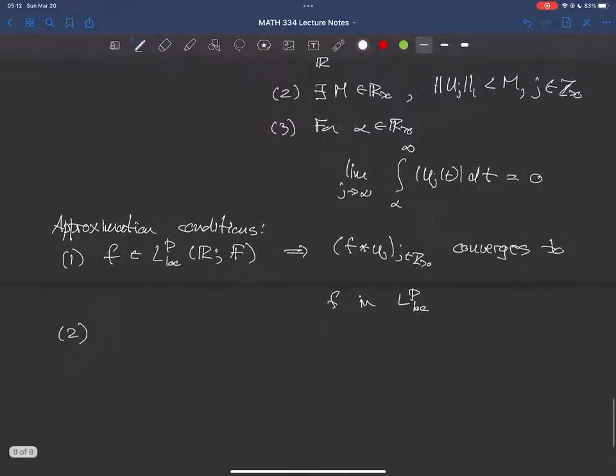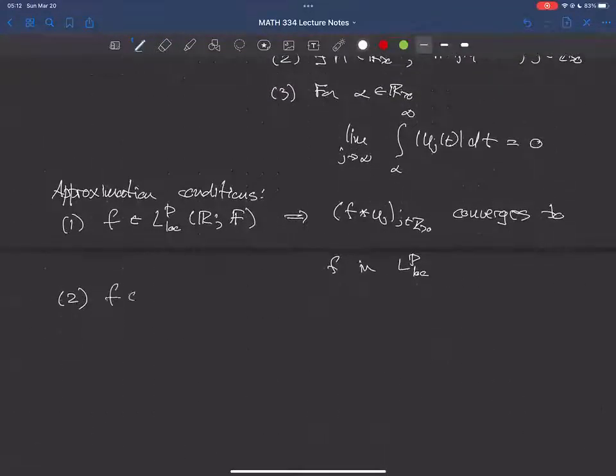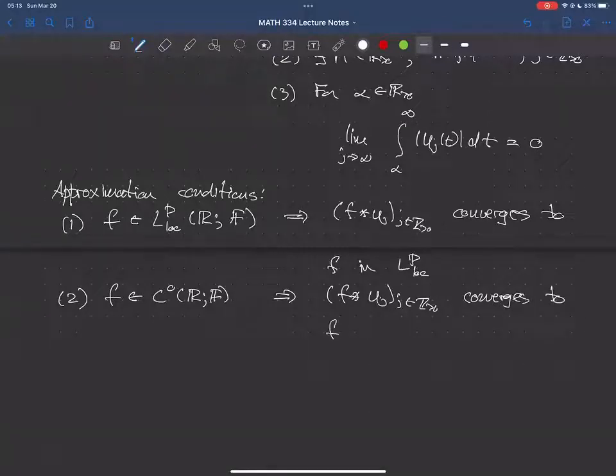The result is that if f is in C0 of the positive half line, then f star u_j converges to f in C0. But remember what the topology here is, because these are not necessarily bounded.